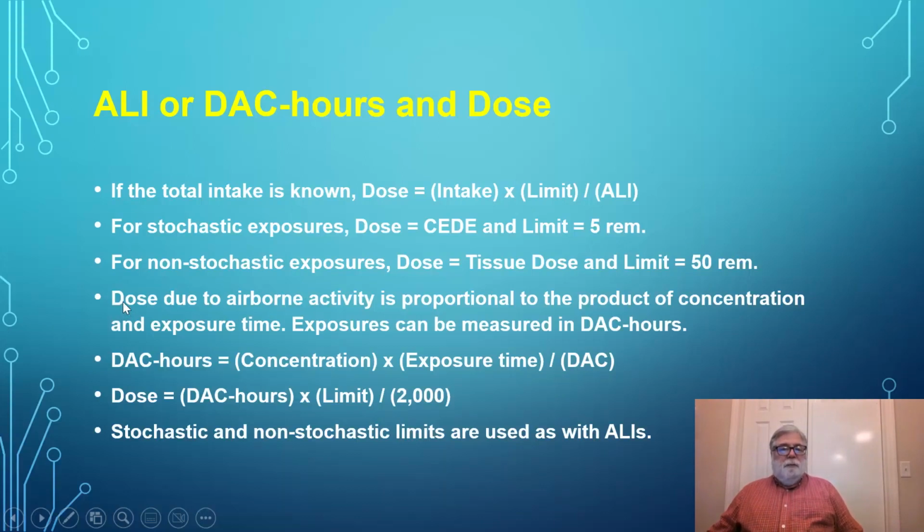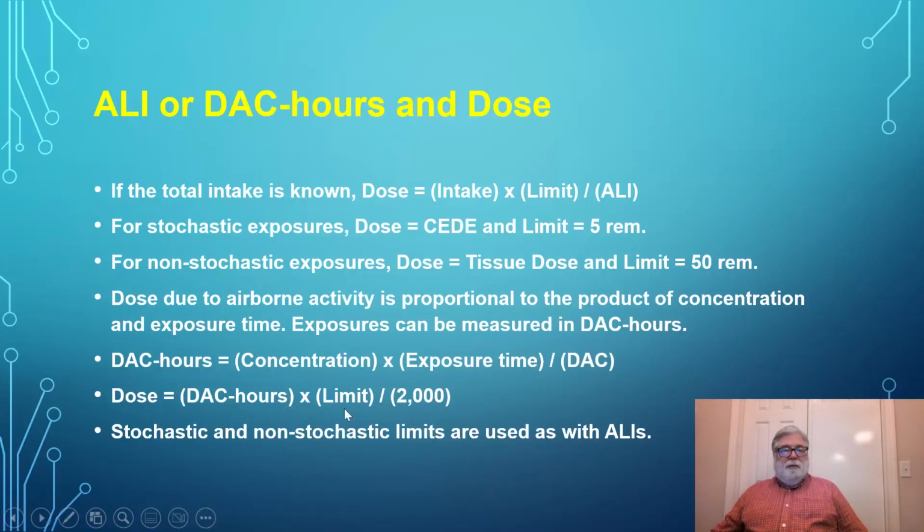Now, the dose due to airborne activity is proportional to the concentration and to the exposure time. So we can use a new dosimetric measure. We can talk about the exposure a person receives in terms of DAC-hours. The DAC-hours are the concentration the person is actually exposed to times the exposure time in hours divided by the DAC. So this person might be exposed to half of the DAC for 2 hours. That would be 1 DAC-hour. Or might be exposed to twice the DAC, so the concentration divided by DAC would be twice as much, and for 4 hours, and so that would be 8 DAC-hours.